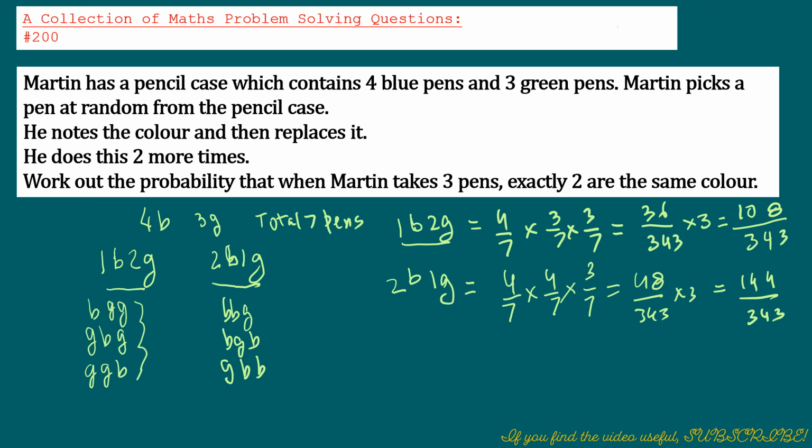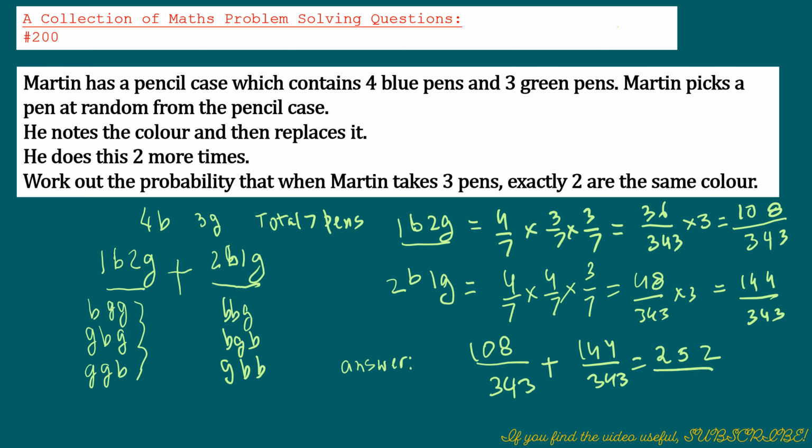So our answer would be the total of the 2. So our answer would be 108 out of 343 plus 144 out of 343, and that will give you 252 out of 343, and that's the answer.